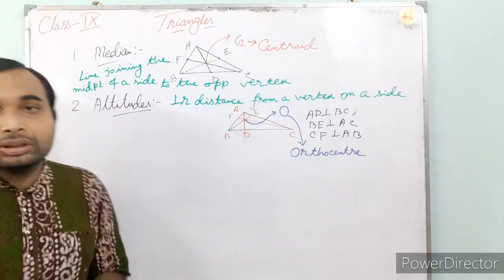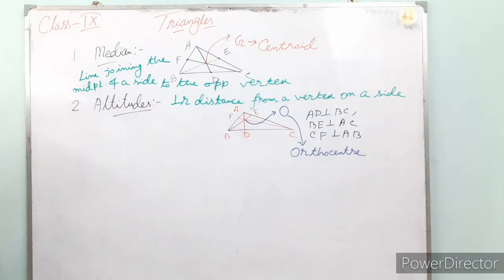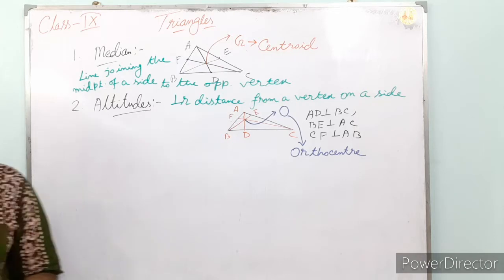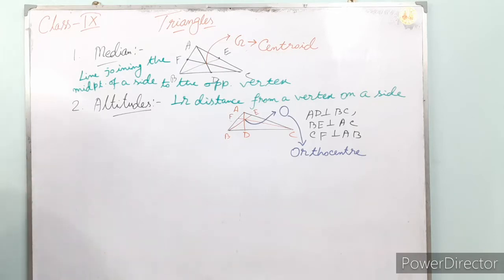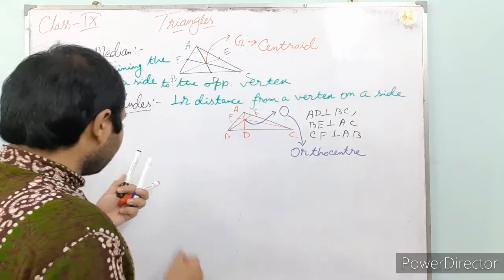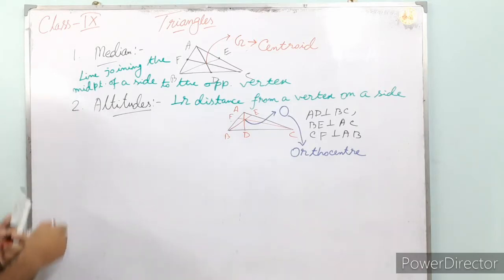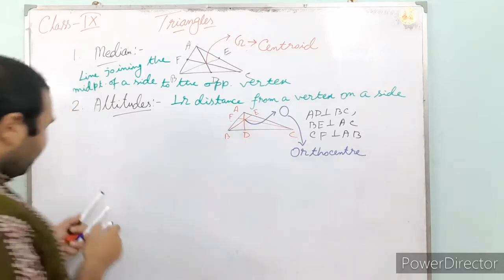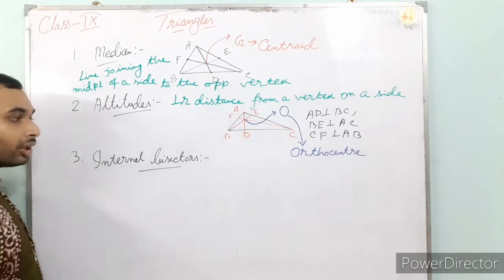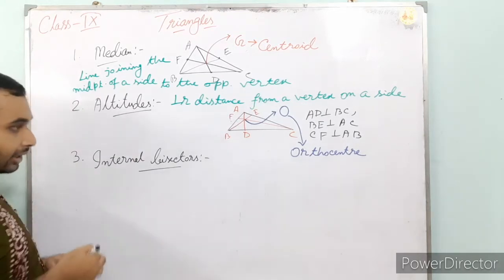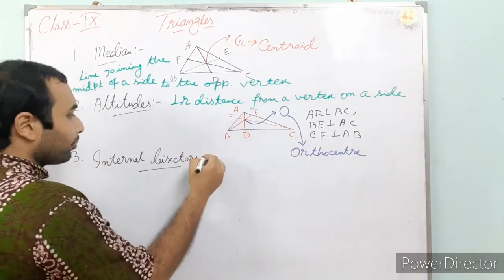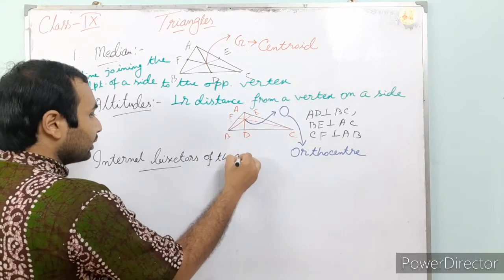O is the orthocentre, that means the point of intersection of the altitudes of a triangle is called the orthocentre. Okay. Number 3, internal bisectors of the angles, actually, of the angles.